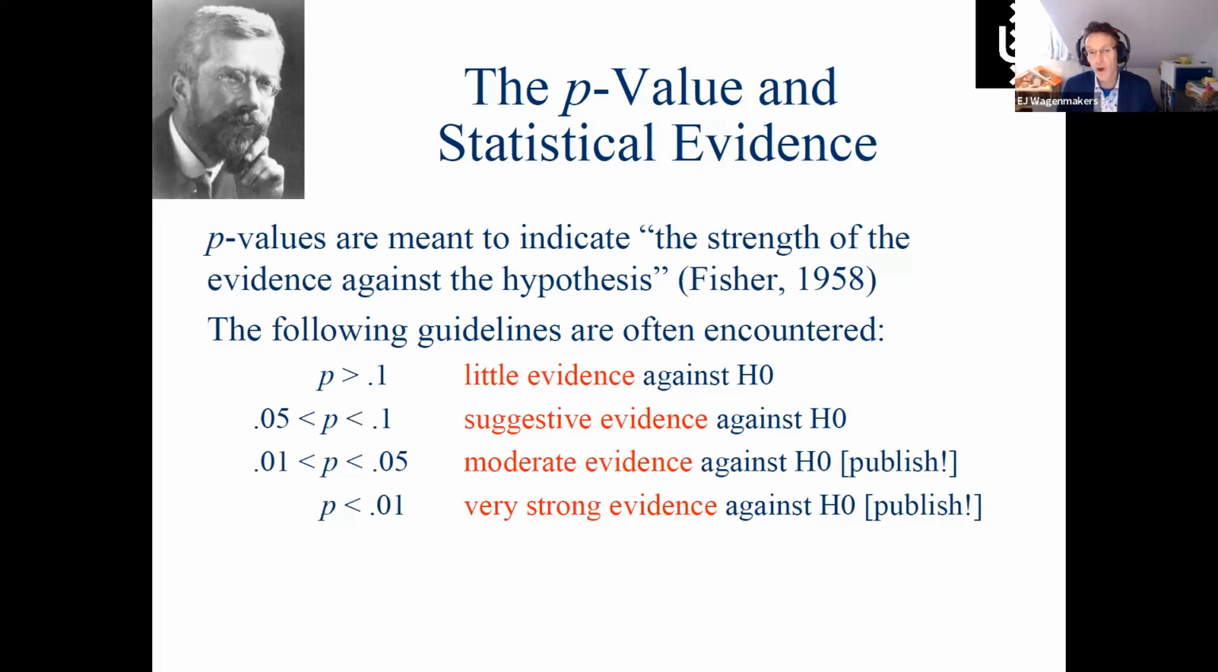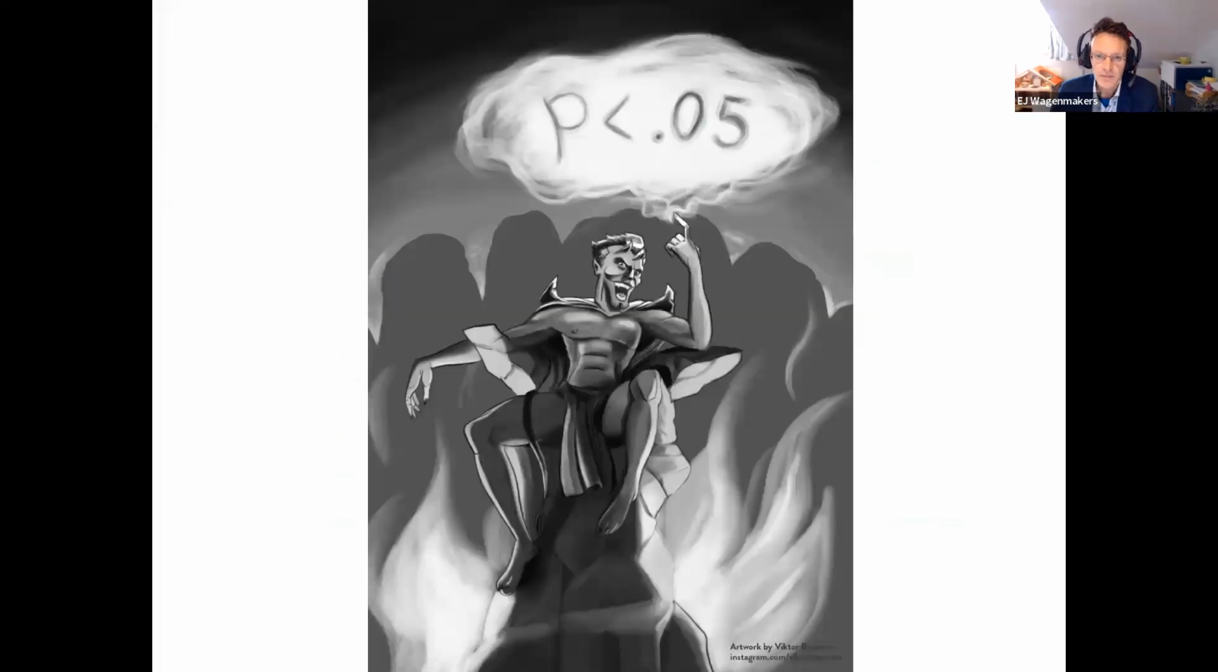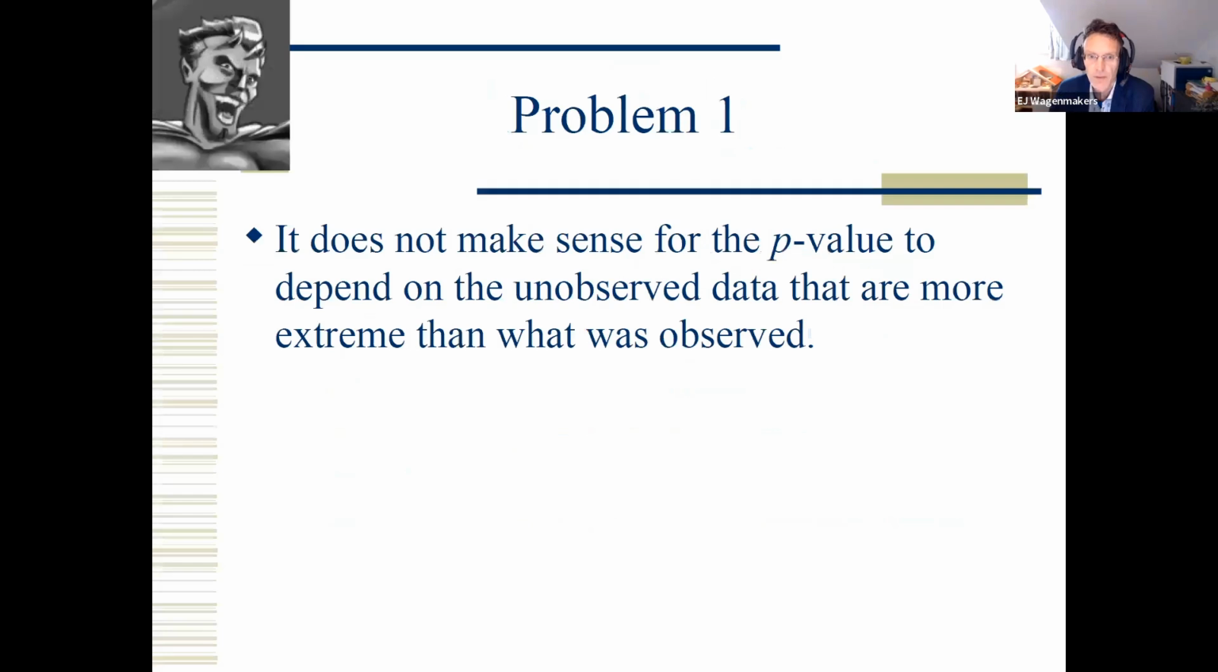Then again, from 0.01 to 0.05, we have moderate evidence against the null hypothesis. We now feel licensed to reject it, and we may publish our result. And if it's smaller than 0.01, we have very strong evidence against the null, and again, we may publish our results. And there are all sorts of problems with this methodology, and I would like to go over the problems very briefly and point you to the literature for a more extended treatment.